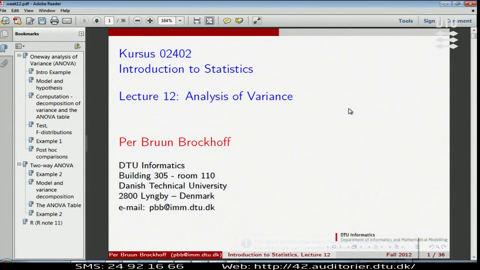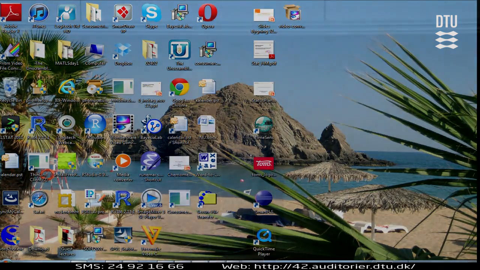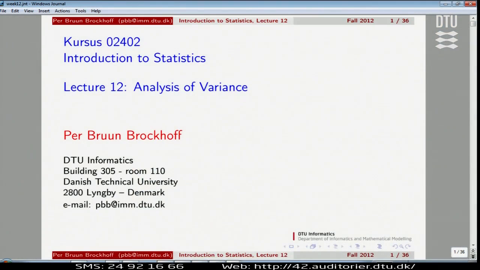Today, the topic is what we call, funny enough actually, as it will be clear soon, analysis of variance. It is chapter 12 in the book, or the part of chapter 12 that we will be looking at.